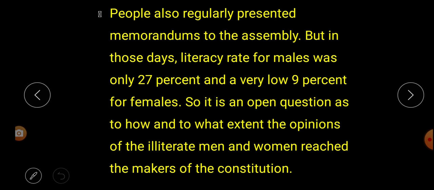In the next class, or part three of this chapter, we will discuss the preamble of India. Part three will discuss the last topic of this chapter, that is the preamble of India.